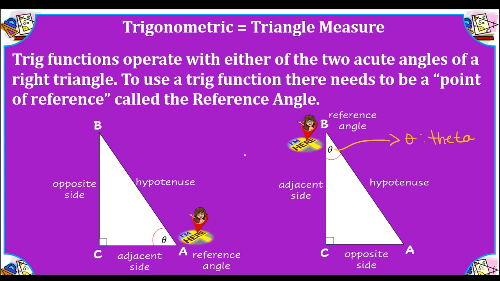Now, if our reference angle changed and our reference angle is angle B, this acute angle, then AC is considered the opposite side. It's opposite from my reference angle, and my adjacent side is now BC. So you can see that BC and AC switched positions when our reference angle changed. Again, the hypotenuse will always be the side across from your right angle.